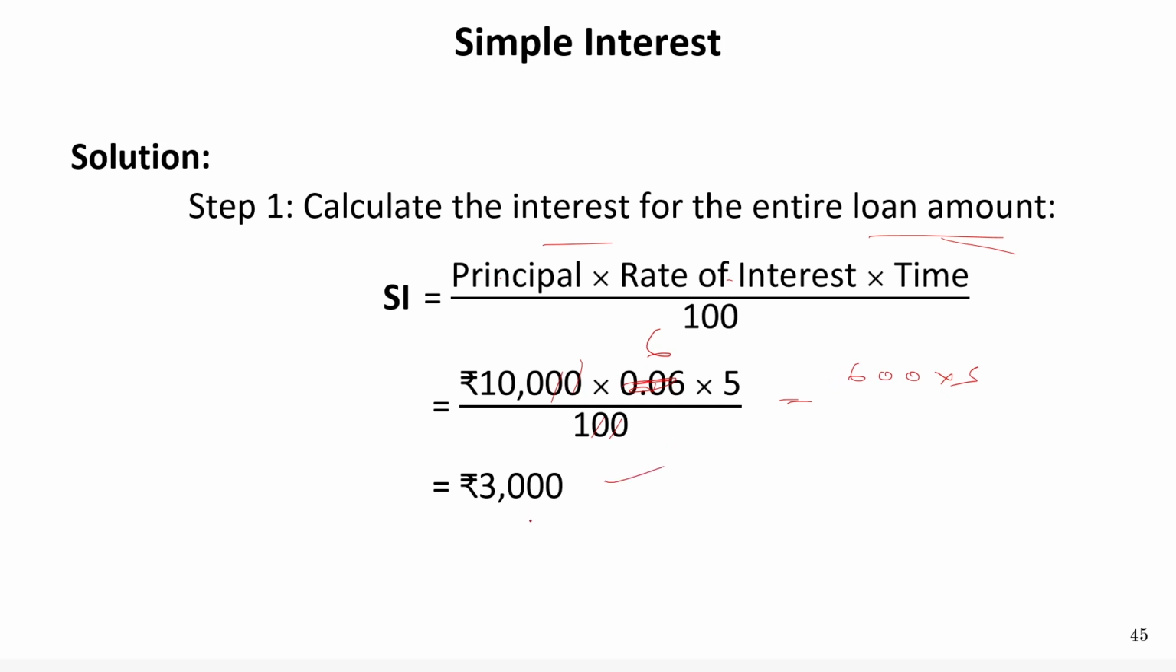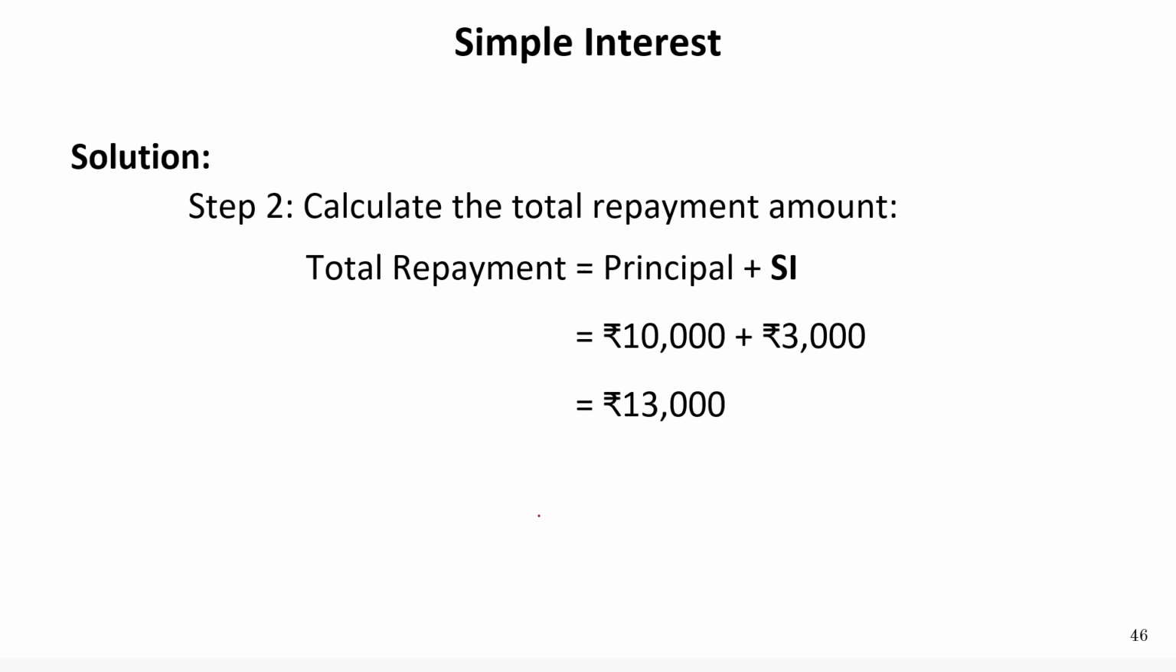So there is a slight typo here. So what we are left with is 3,000. Okay. So calculate the total repayment amount. So total repayment is equal to principal plus SI is equal to 10,000 plus 3,000 is equal to 13,000.